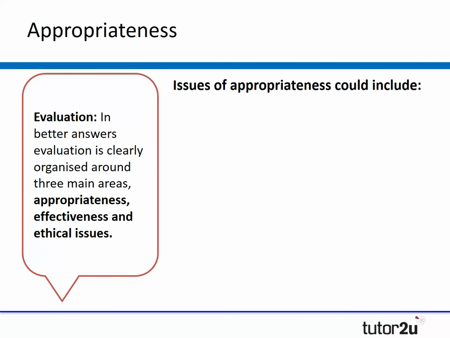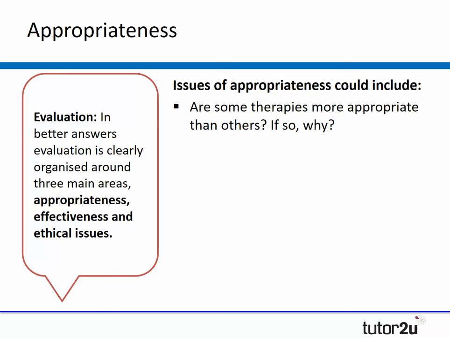What I've done is I've looked through the last 6 or 7 years of sample questions, mark schemes, and examiner commentary, and I've picked out what exactly the examiners mean when they say you can use appropriateness. I've framed it around key questions that you can give to your students when evaluating different treatments. So the first one is, are some therapies more appropriate than others? Would it be more appropriate to use drugs or CBT?